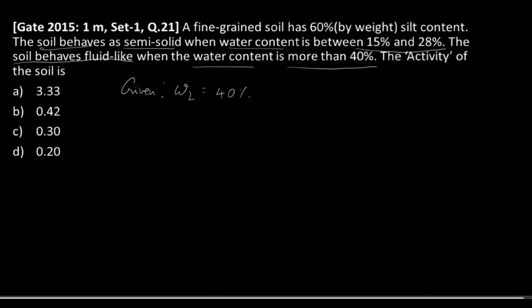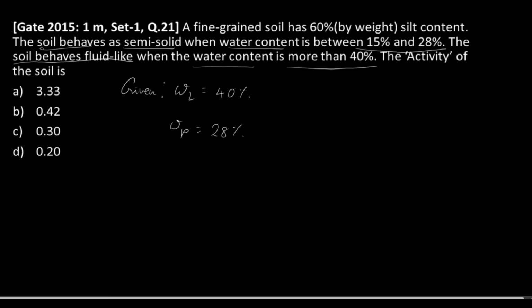And soil behaves semi-solid when the water content is between 15 percentage to 28 percentage. So it defines the soil will be plastic. Semi-solid means plastic, okay? So soil will be plastic when the water content is between 15% and 28%. So the plastic limit of the soil will be 28 percentage. Above 28 percentage soil will not behave as plastic.